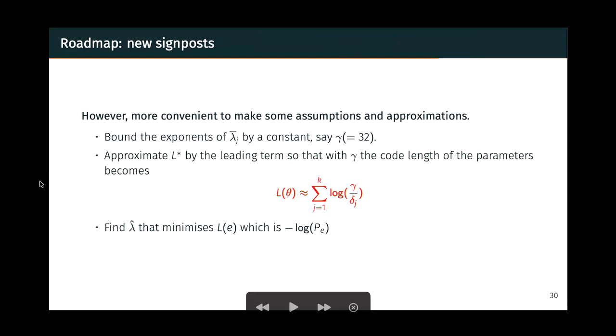The other thing to say is L star and L are different, but also L of E and L of lambda, although they mean the same kind of thing, the length of that code, are quite different, because E and lambda are quite different objects. E is a bunch of random variables chosen from some distribution. Lambda is a bunch of numbers.